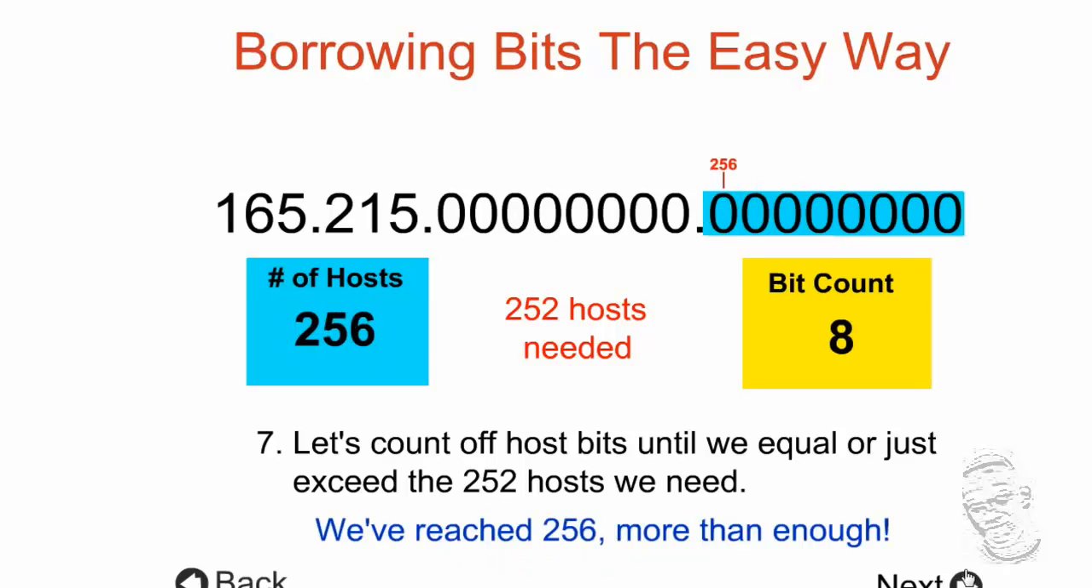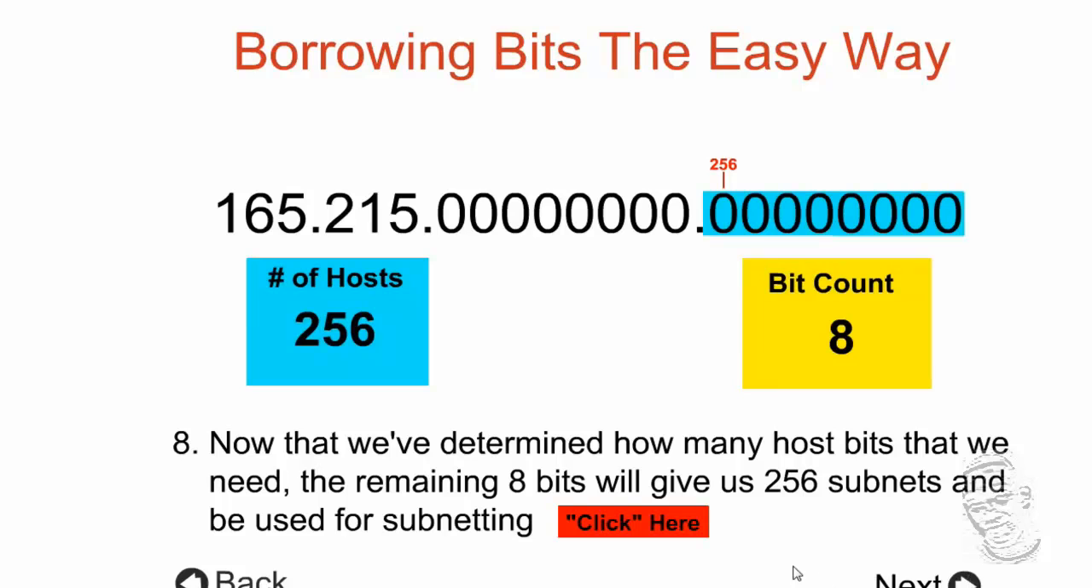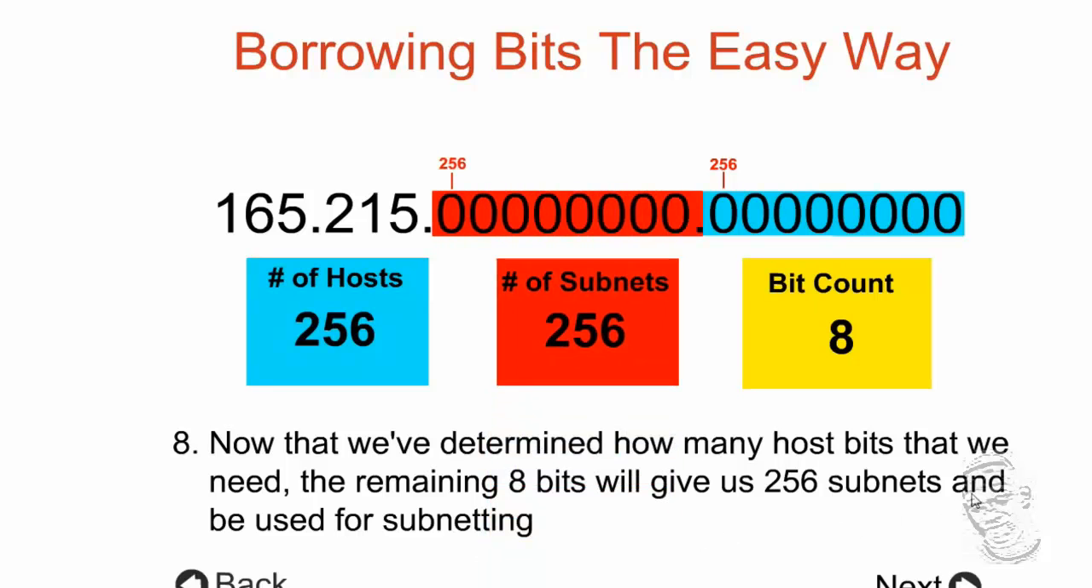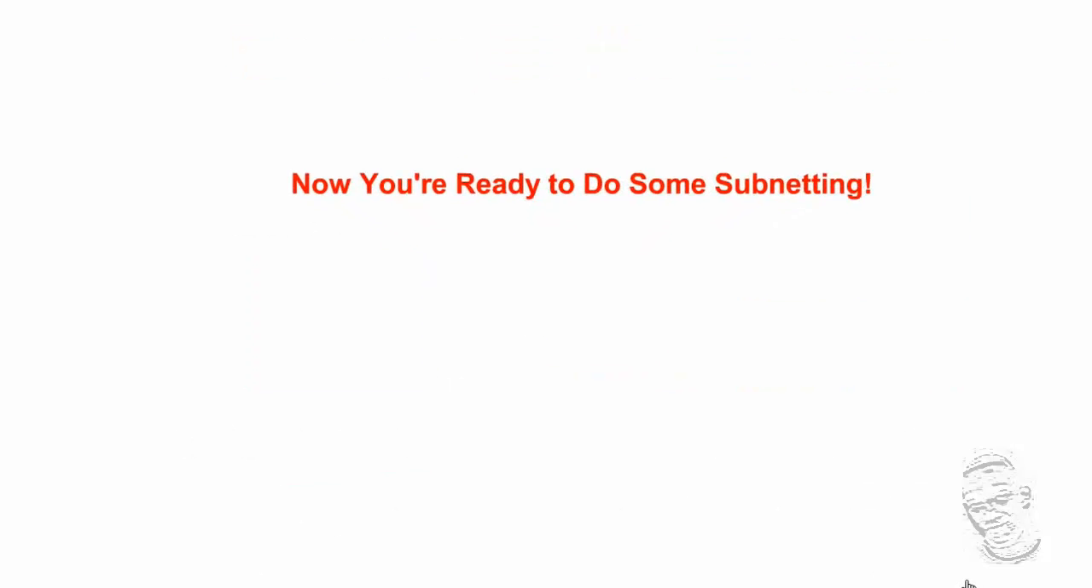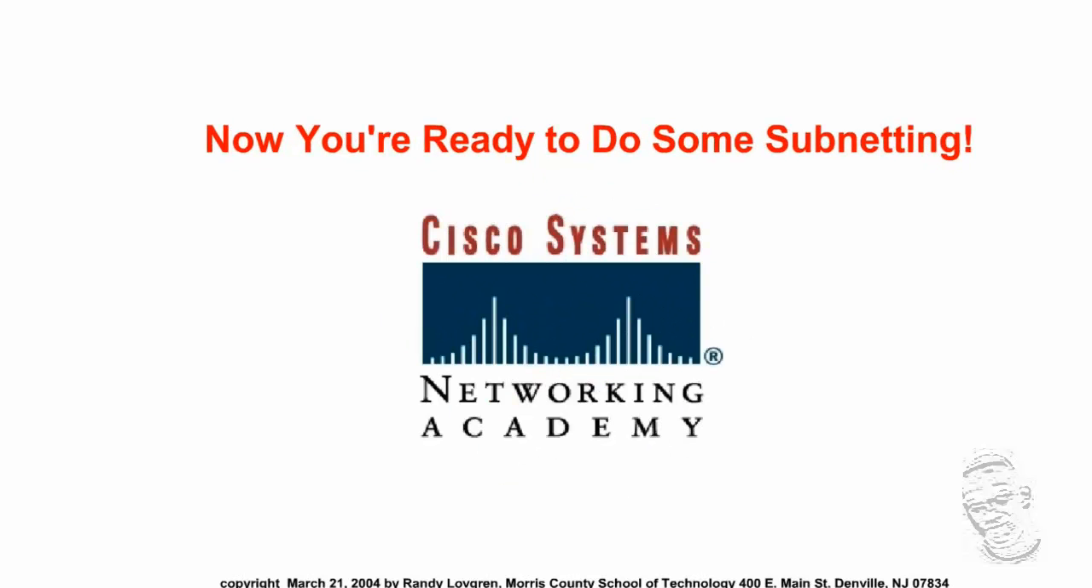128, and 256. Now that we determine how many host bits we need, remembering 8 bits will give us 256, to be used for subnetting. 8 counts. Now you're ready to do some subnetting, courtesy Cisco Networking Academy.